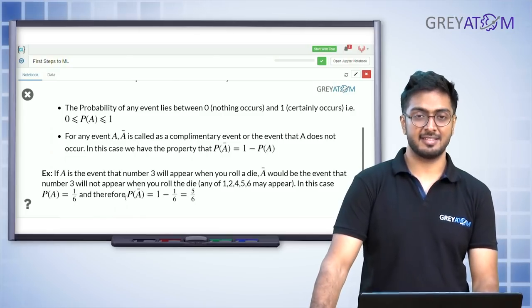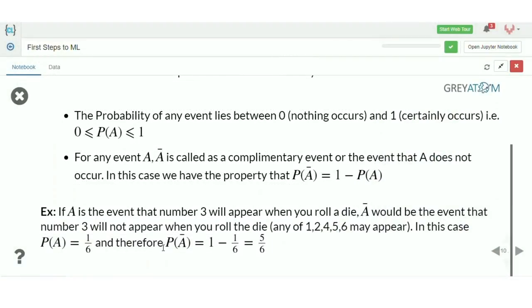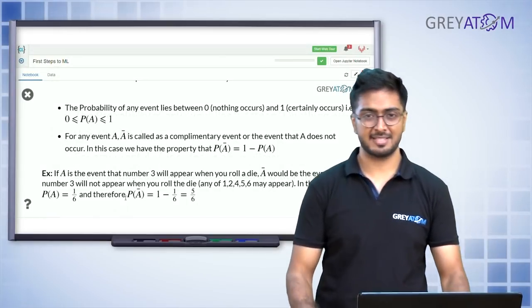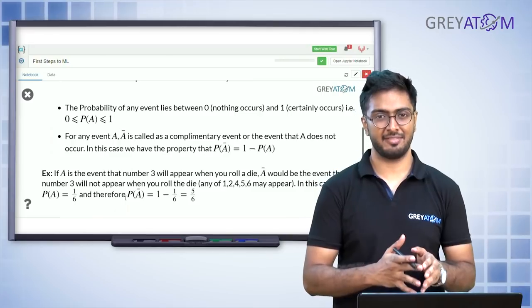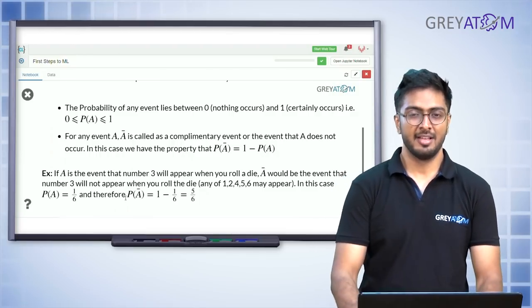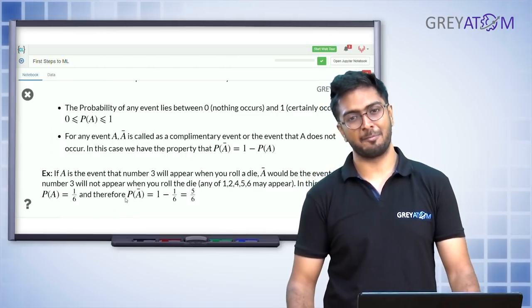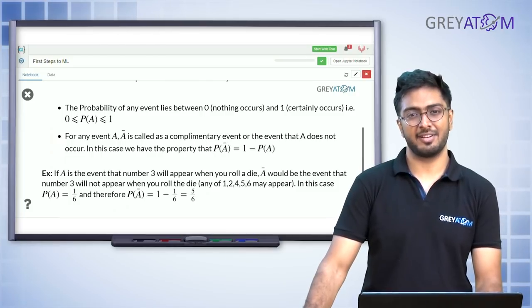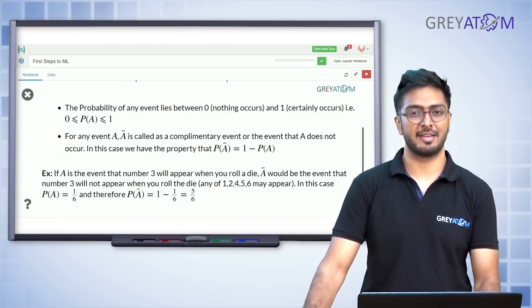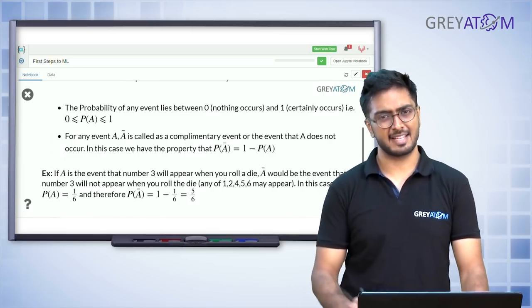So the next thing to understand is this particular notation called A bar, A dash, whatever you call it. For any event A, A dash is called a complementary event, right? Which basically means that if A signifies the event A would happen, A dash implies the event A would not happen. So if my event A is India playing the FIFA World Cup, A dash is the event that India would not be playing the FIFA World Cup, right? So A was the event India would be playing, and A dash is the event India would not be playing. That's fairly easy to understand.